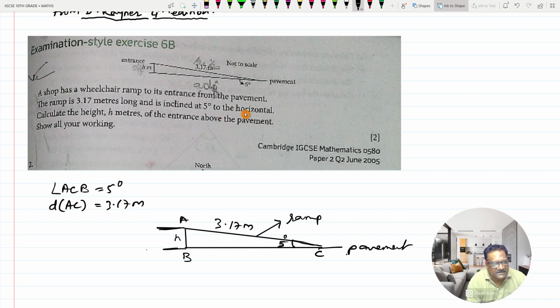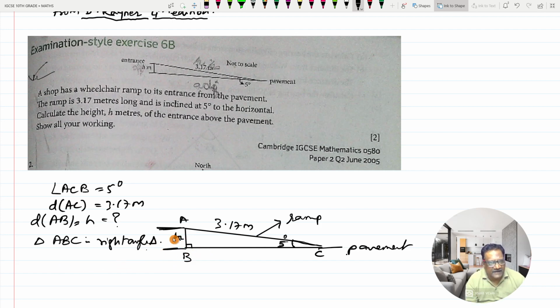Now they have asked you to calculate the height in meters of the entrance above the pavement. So this is the height AB, or distance AB, which is equal to h, that he has asked you to find out. Now this is a very simple question, just like a starter. So you can take this as a right angle triangle. So triangle ABC is a right angle triangle, right?